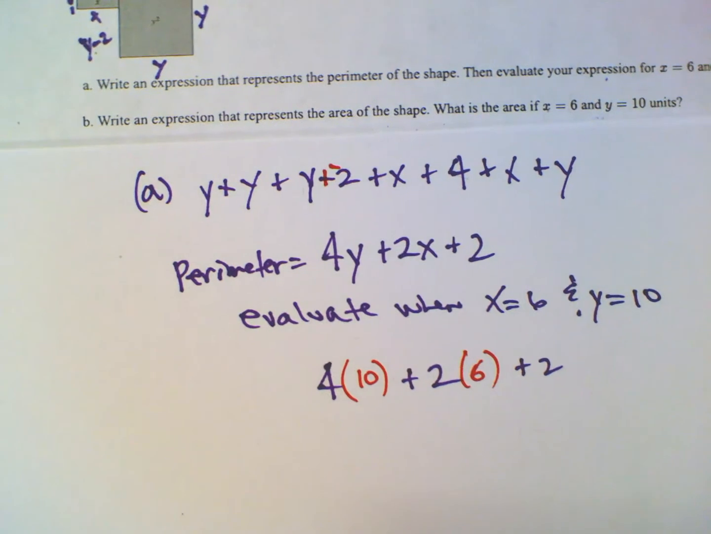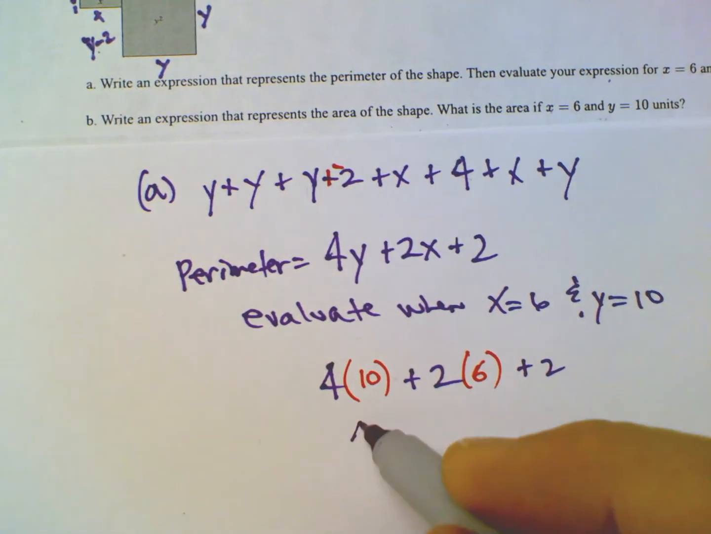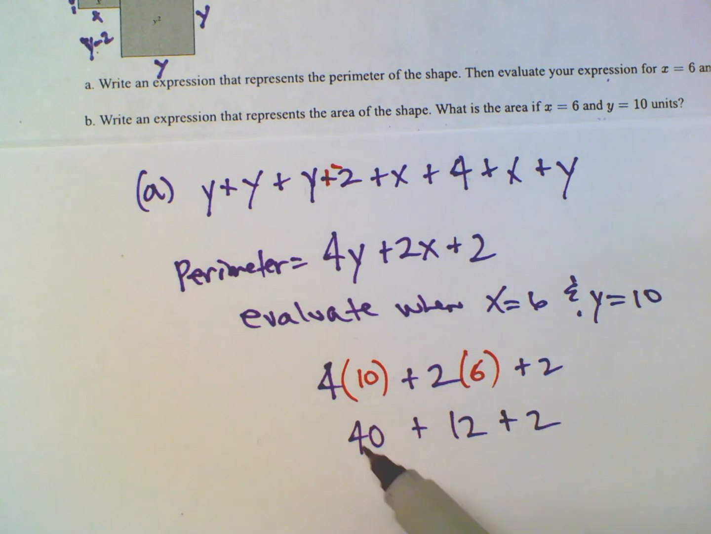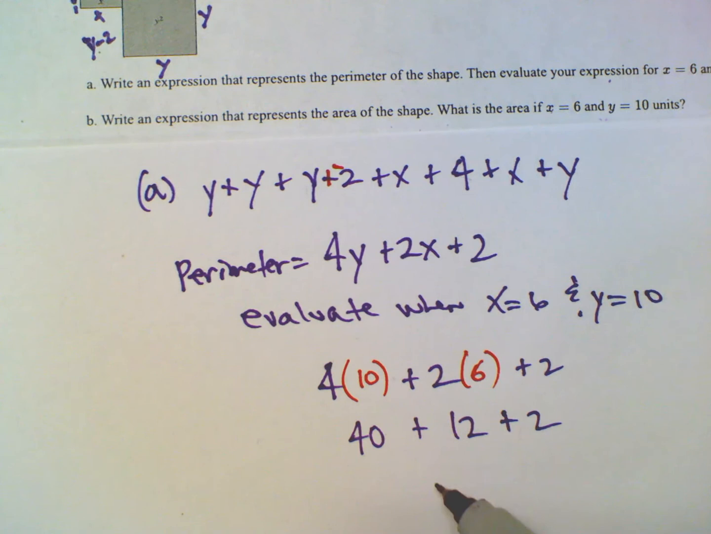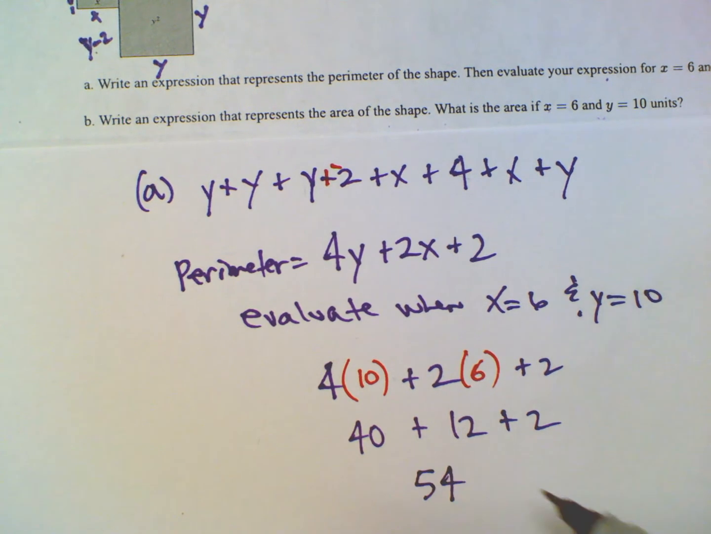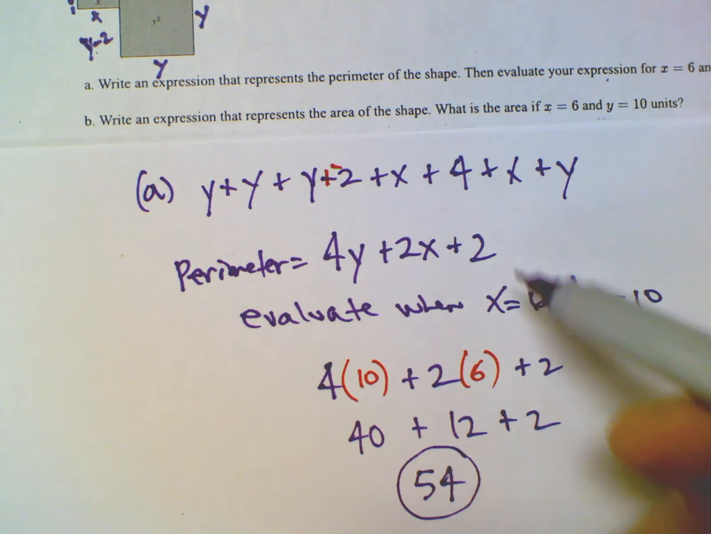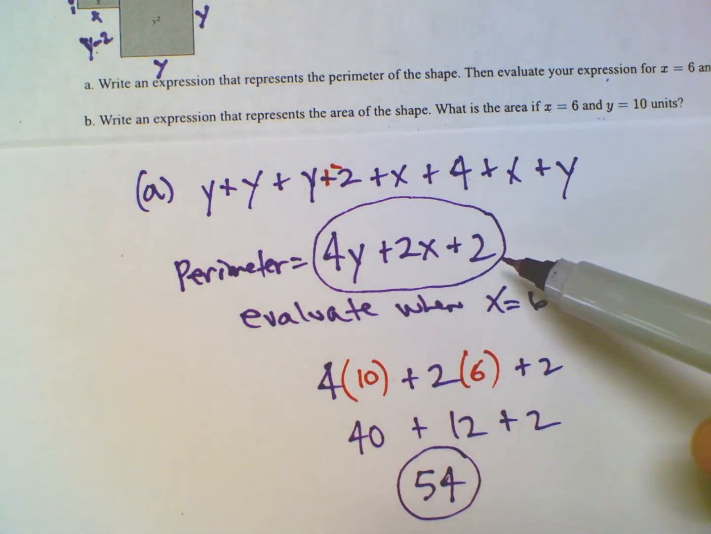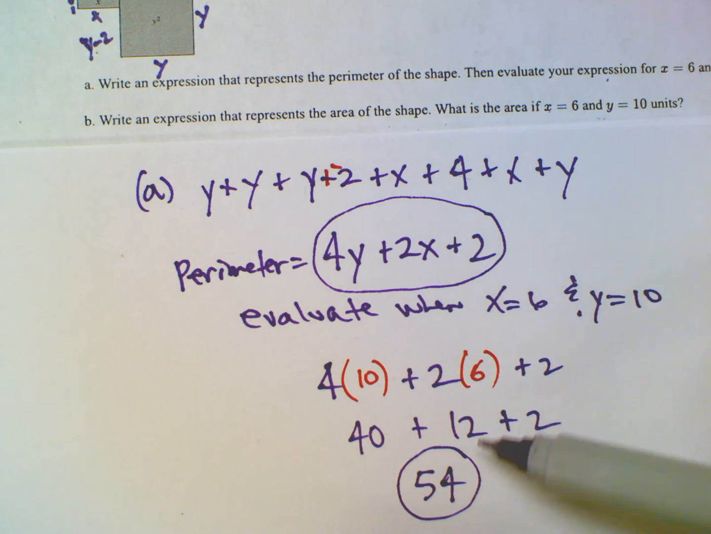And then solve it. Do the simplifying. 4 times 10 is 40, plus 2 times 6 is 12, plus 2. Now I can add this up, and 40 plus 12 plus 2 gives me 54. So that's my evaluating, that's my expression. So those are the two pieces that you need to have for A: the simplified expression, and then the evaluation. All right, so part B.